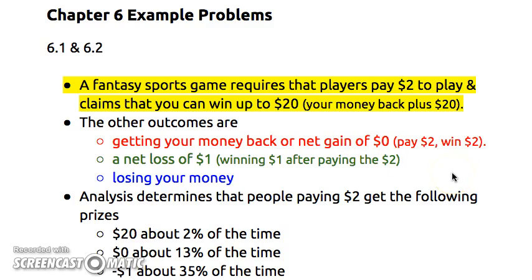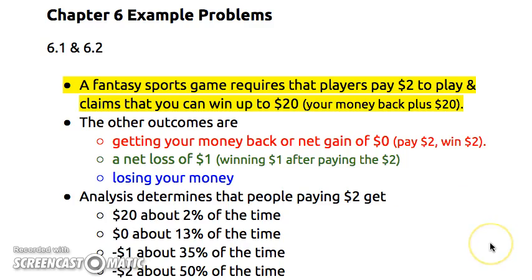There's a lot of different online fantasy sports games now. So this is an example with one of those in mind, though this does not come from any specific one. You pay $2 to play this game, and the greatest outcome, the one that gets people to sign up, is you can win up to $20 for that $2 play. The other outcomes are you get your money back, so you get your $2. You get $1 after paying the $2, so that means you paid 2, you won 1, so you lost $1, or losing your money altogether.